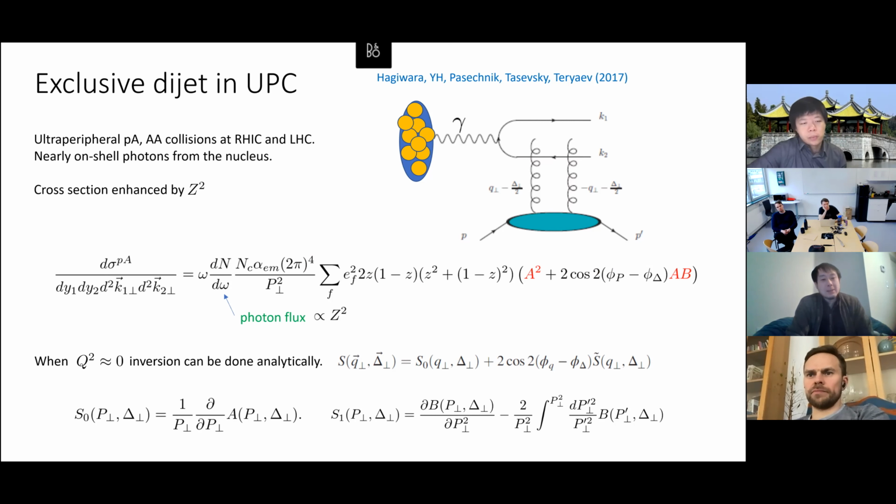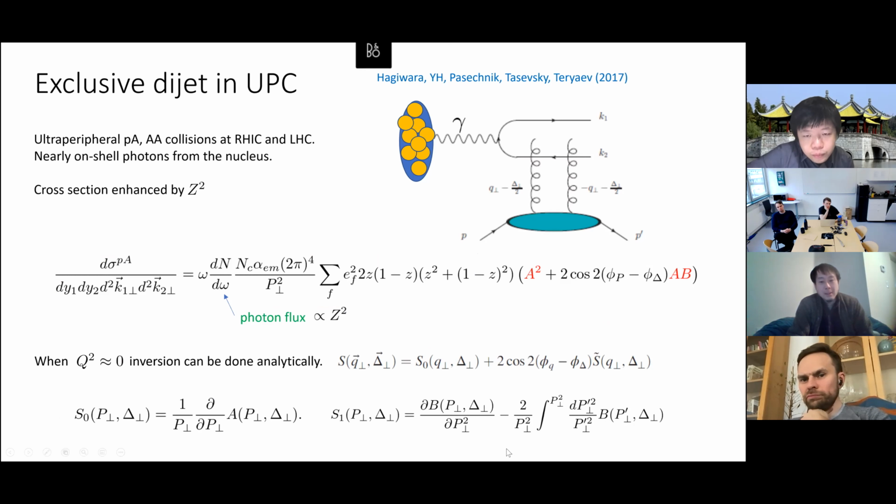And the good thing about this is that the cross-section is enhanced by Z squared, where Z is the atomic number of the nucleus. So if this is a gold nucleus, then Z squared is like 6,000. So this is a very large enhancement of the cross-section. And if you write down the cross-section, you have this photon flux factor, dN/dω, which is calculable in QED. And this one is proportional to Z squared.